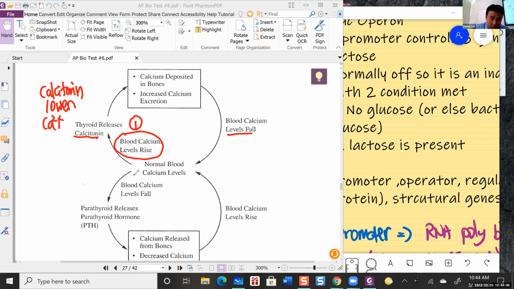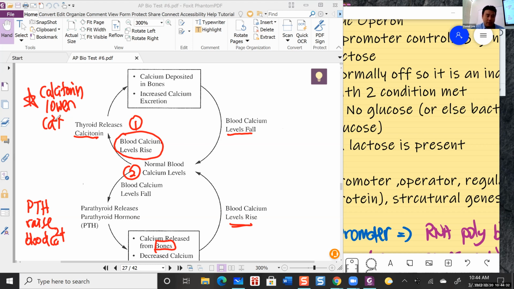All right. And what happens when calcium level is too low? If the calcium level is too low, you release parathyroid hormone. So parathyroid hormone raises blood calcium. How do I know? Because it says this will lead to a level of calcium to rise. How? By releasing calcium from your bones. Your bone is a calcium storage. Okay. All right. So that's what they want you to get out of this.